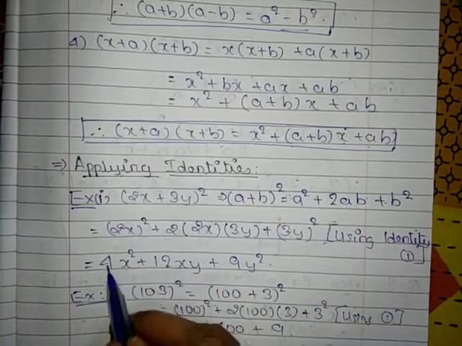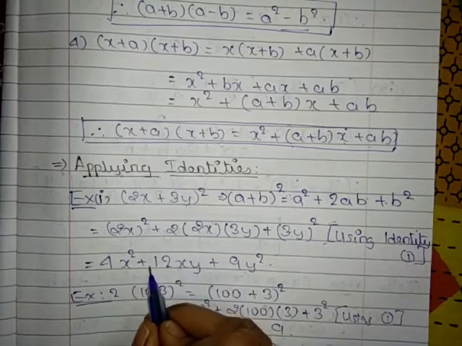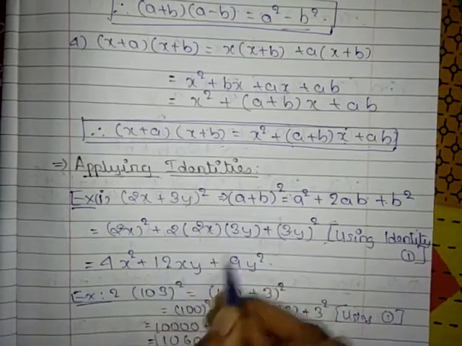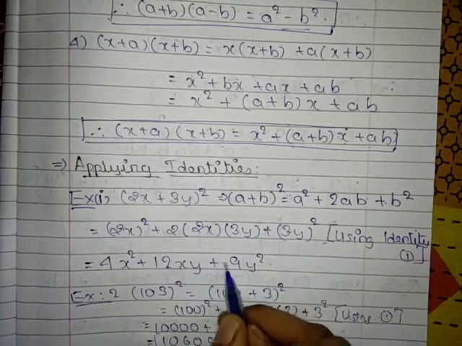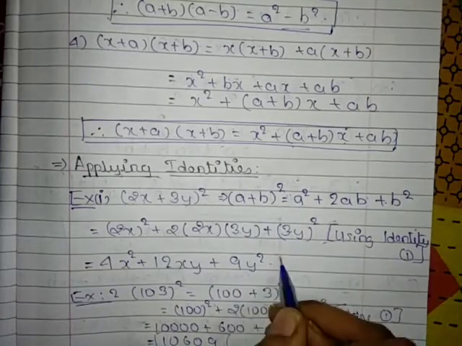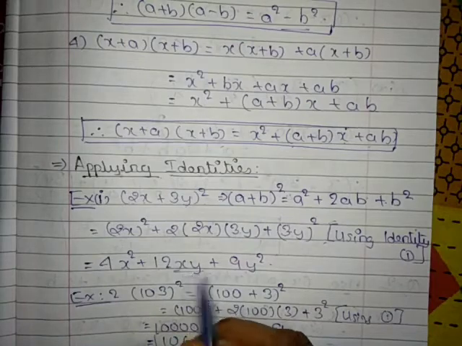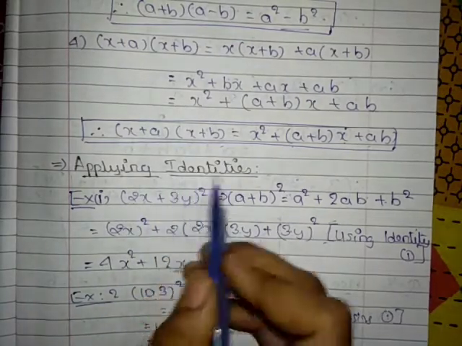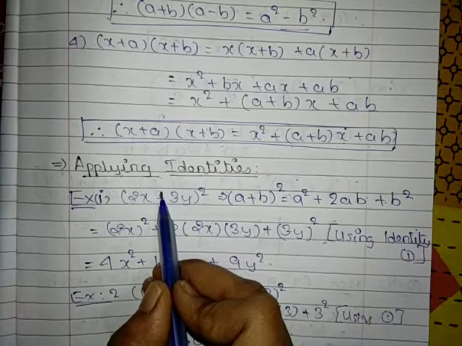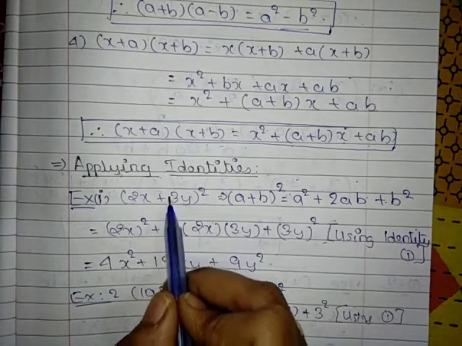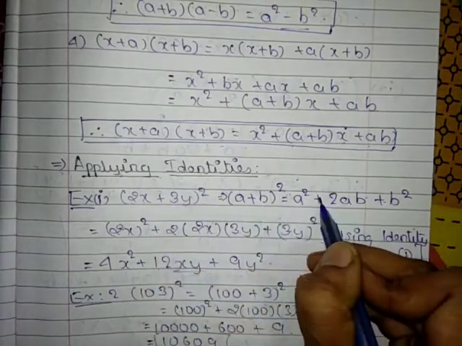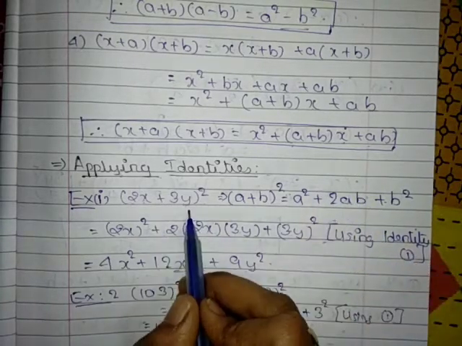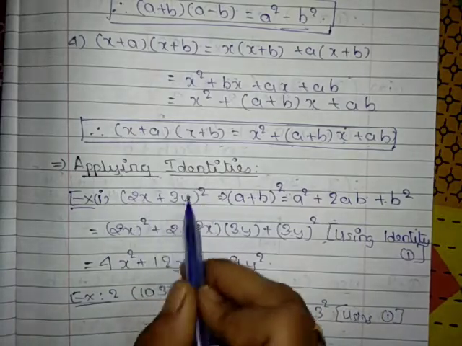2 square is 4, that is 4x square, plus 3 sixes are 18, that is 12xy as it is, plus 3 square, that is 9y square. This answer we will get if any expression is coming in the a plus b the whole square form. Similarly, if the minus sign is coming, we have to use the second identity, where instead of plus it is minus. You have to look for the identity that is suitable for the sum and then solve it according to it.